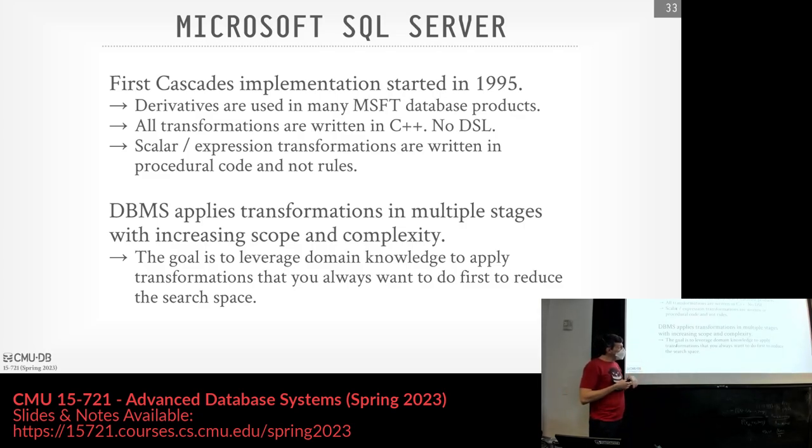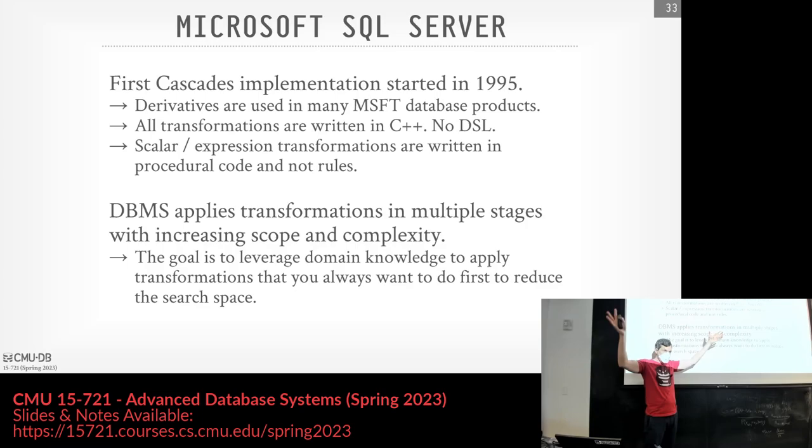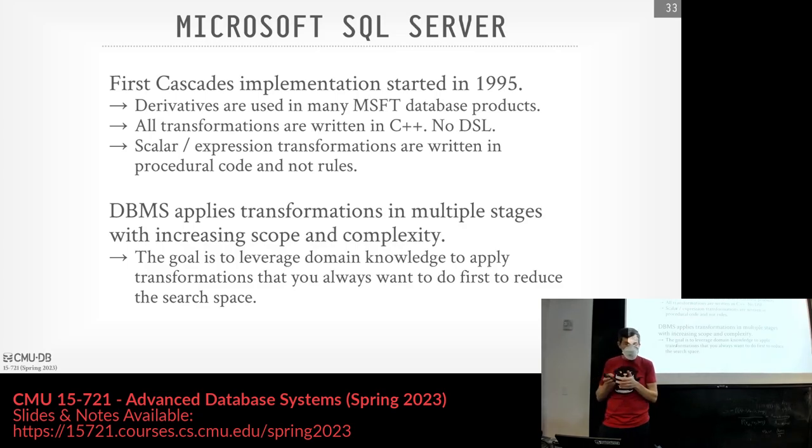The big thing that I want you to get out of the video is that the way they apply these rules isn't like I showed in my example before, where everything is done within one pass or one traversal of the query plan. Instead, they apply things in stages, where they increase the scope of what they can optimize and the complexity of the transformations as you get further along in the optimization pipeline. The idea is similar to the stratified approach, where there are rules that you know you're always going to want to apply at the beginning, so you don't even need to fire up the rule engine for these. You just go ahead and apply them, like predicate pushdowns and other things.